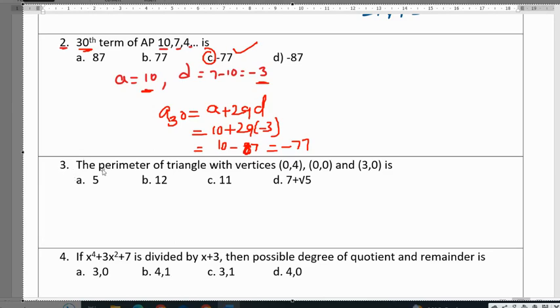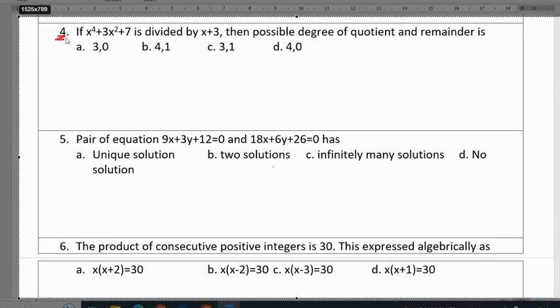Moving on to the third question, the perimeter of the triangle with vertices (0, 4) and (3, 0) is. From here to here it will be 3 units, 4 units and 5 units, and these are the sides of a triangle. Perimeter is nothing but adding all the sides. 4 plus 3 plus 5 is 12. Correct option is 12.